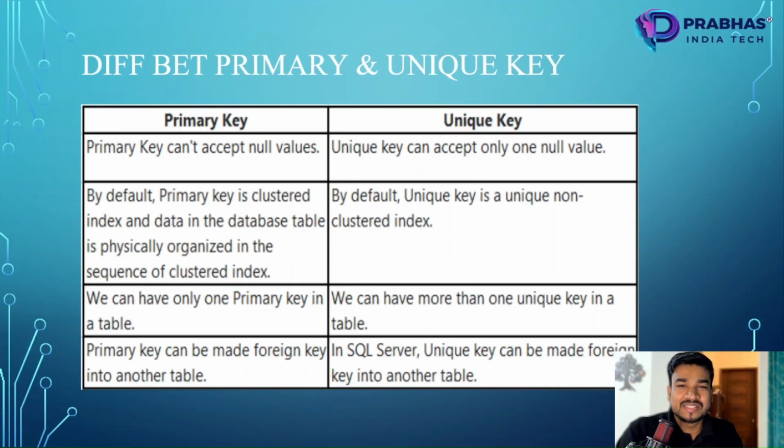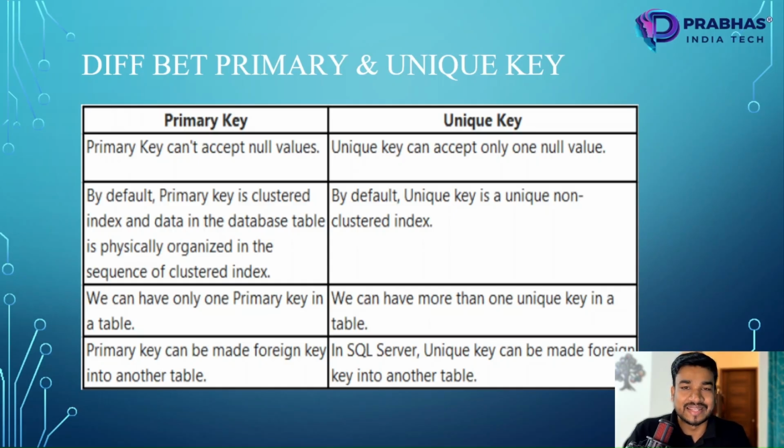Now we will see the difference between primary key and unique key. We have already seen that a primary key is not going to allow null values, but a unique key is going to allow null values, though it is going to allow only one null value.